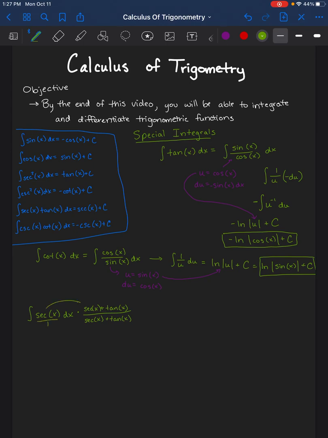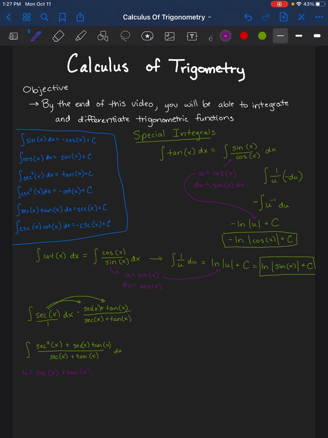So what's going to happen is I'm going to end up having secant squared plus secant tangent in the numerator. Let me write that down. Secant squared plus secant tangent in my numerator divided by just secant x plus tangent x. Now, here's where the u substitution comes in. It's important to note that, again, I want to make a u substitution for whatever's in that denominator.